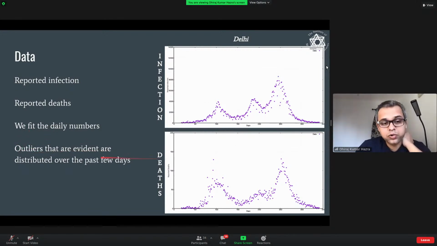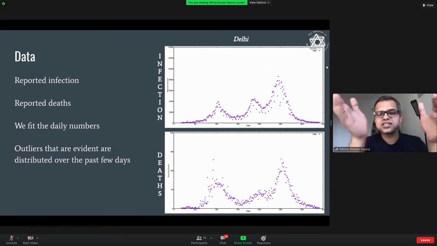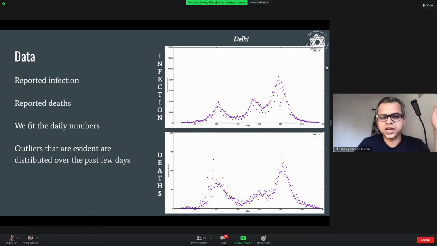Of course, there are outliers in the data. For example, Maharashtra reported on one day nearly minus 7,000 infected. So that means that they are trying to accumulate all the extra reports and then they subtract it. So those types of outliers you have to definitely distribute over the past few days.